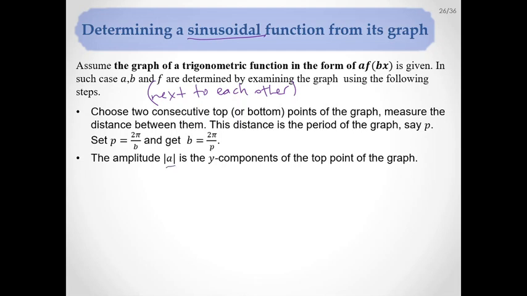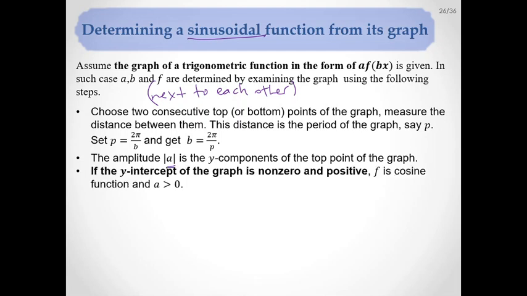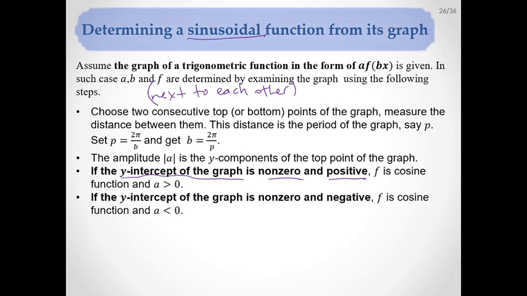So we have some idea about the absolute value of a now, because a might be negative or positive. So here are the criteria. If the y-intercept of the graph is non-zero and positive, f is a cosine function and a is bigger than 0. And if it is non-zero and negative, it's a cosine function and a is less than 0. So what does this mean?